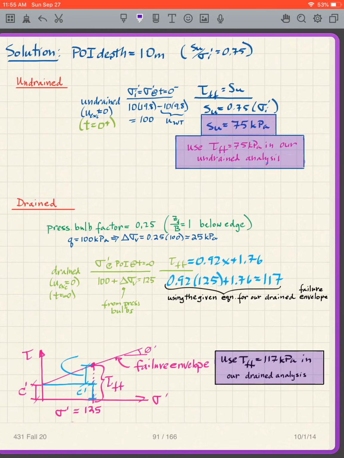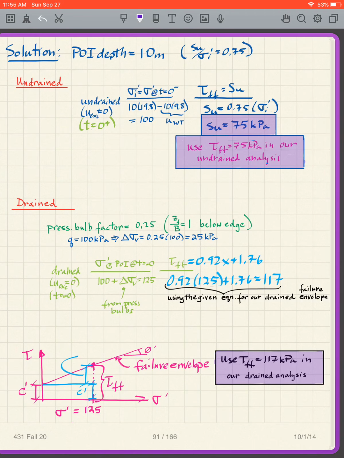All right, so what's the solution to this problem? We've got both an undrained situation and a drained situation. Well, how do we do the undrained? The undrained is pretty straightforward. We simply look at our t equals 0 plus picture, or, sorry, take that back. We look at our t equals 0 minus picture to get our sigma prime i.